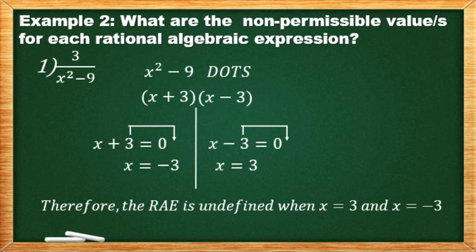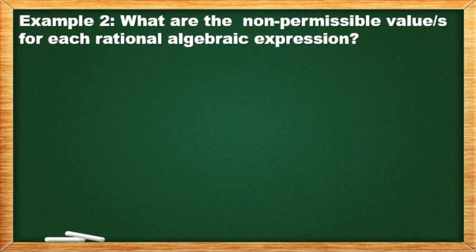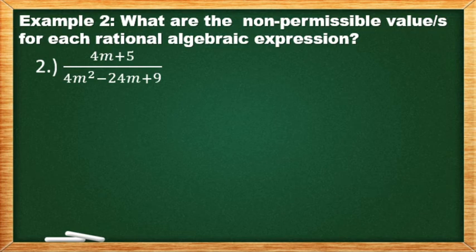By checking, tignan nyo, 3 times 3 is equal to 9. 9 minus 9 is equal to 0. So, tama. Negative 3 times negative 3, 9. So, 9 minus 9, 0. So, therefore, tama. So, example number 2 na tayo. Okay. We have the given 4m plus 5 all over 4m squared minus 12m plus 9.